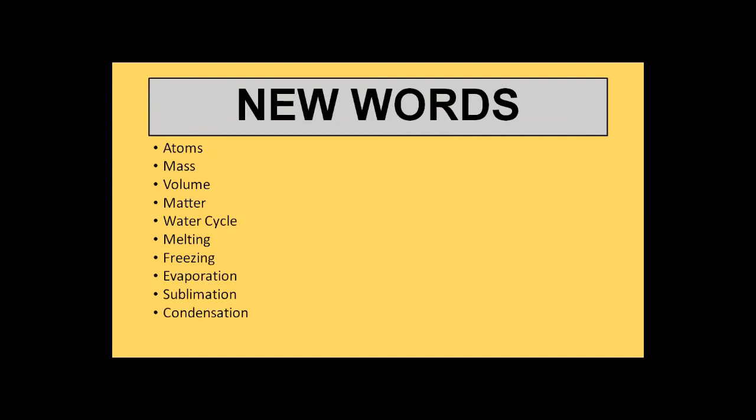The first is atom, second is mass, third is volume, fourth is matter, fifth is water cycle, the next is melting, freezing, evaporation, sublimation, and condensation. These are the new words present in this chapter. Okay, students, now move to the next slide.